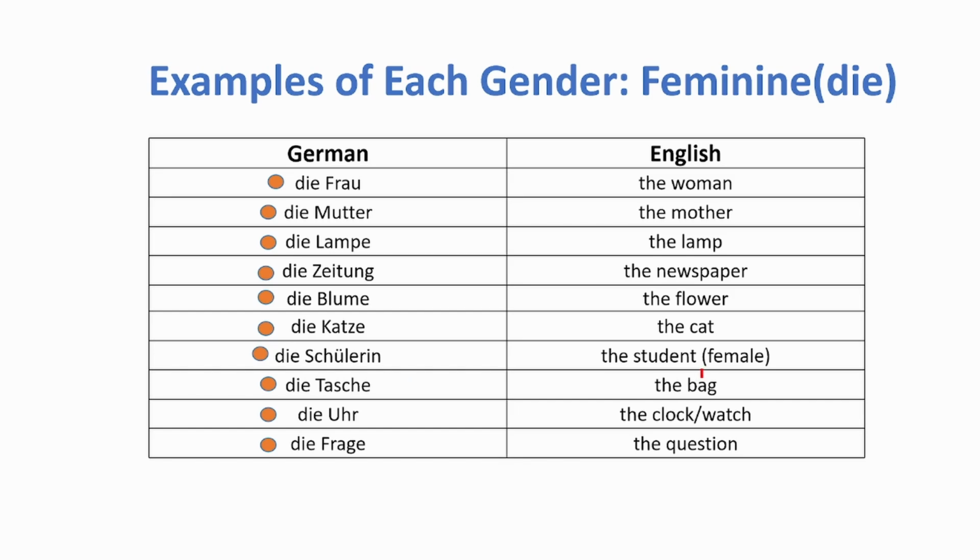Die Tasche means the bag. Die Uhr means the clock. Die Frage means the question. If you notice here, the nouns that end in e are mostly feminine, and also the nouns that represent a woman come with die, like Frau, Mutter, Schülerin, etc. And I have color coded it to red.